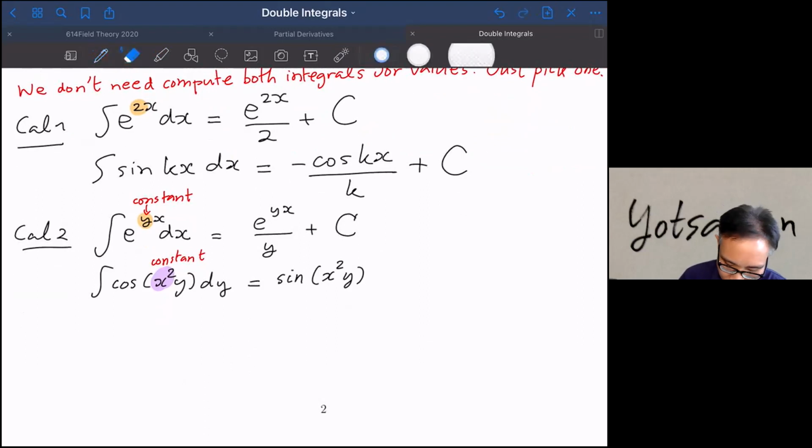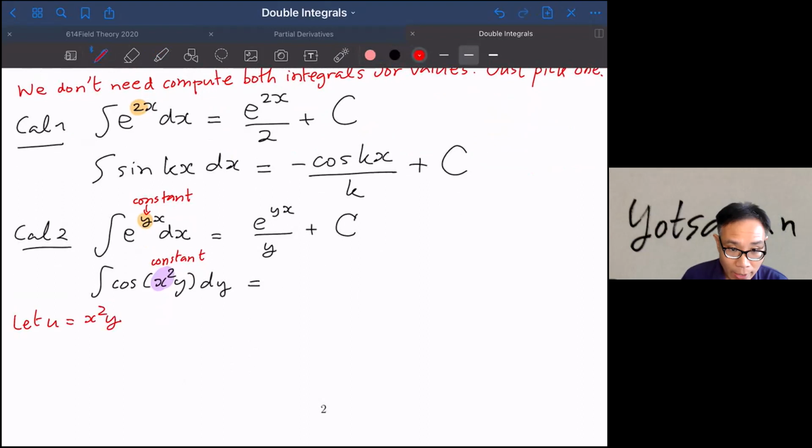Let me use substitution for you a little bit. For this one, I should let u be x squared y. You need to find du. du is going to be d of x squared y, and x squared is a constant, so it's going to be x squared dy. So you have du/dy equal to x squared. This is what you normally get, and you solve for dy like we did for calc 1, so it's going to be du over x squared.